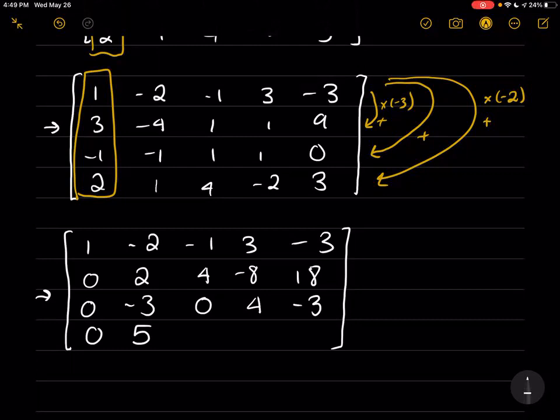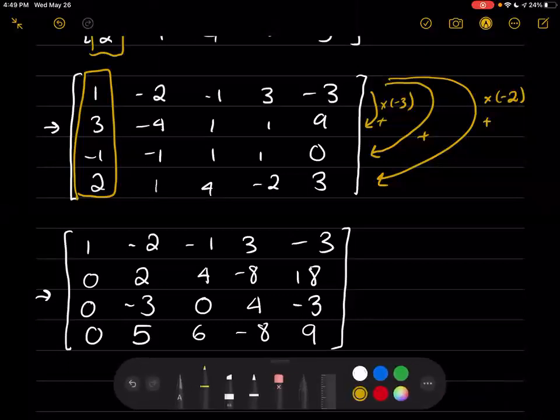Okay, -1 times -2, that's going to be +2 plus 4 is 6. And then I think similarly, 3 times -2 plus -2 is going to be -8. And then -3 times -2 plus 3 is going to be 9. That's 6 plus 3. Okay, so in that move, we have this column here. It's got 1 and 0s below it. That's good. That's what we're going for.